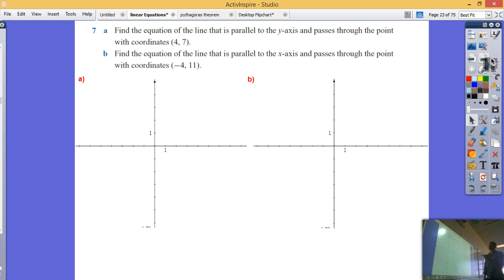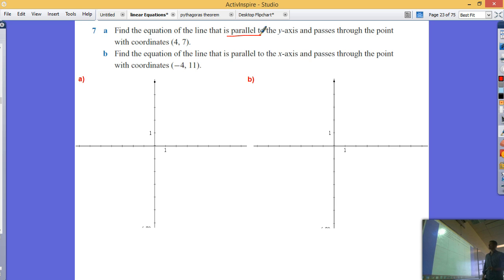Okay, so these questions that I have here are available that I'd like you to practice yourselves. Okay, I'll give you some hints on what to do with them. Find the equation of the line that is parallel to the y-axis and passes through a coordinate 4, 7. So to do that problem, the first thing we have to do is know where that coordinate is. Where is coordinate 4, 7?